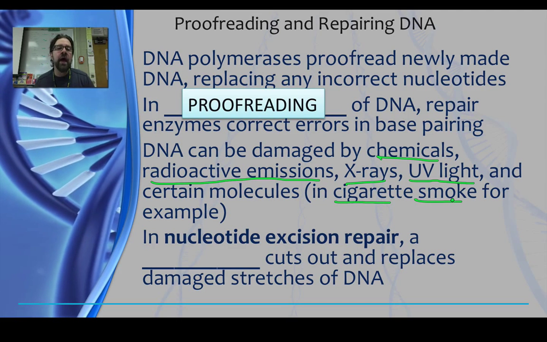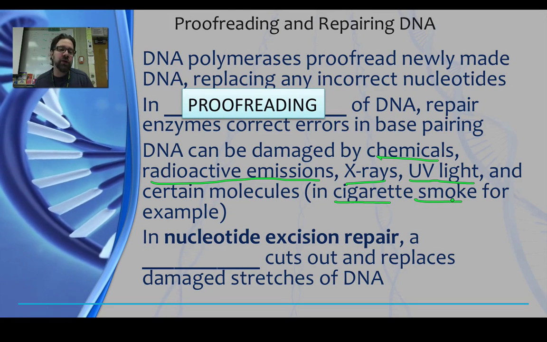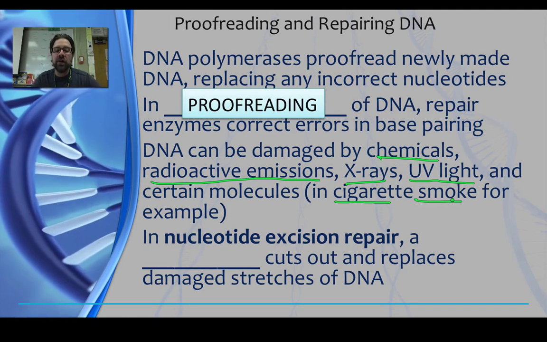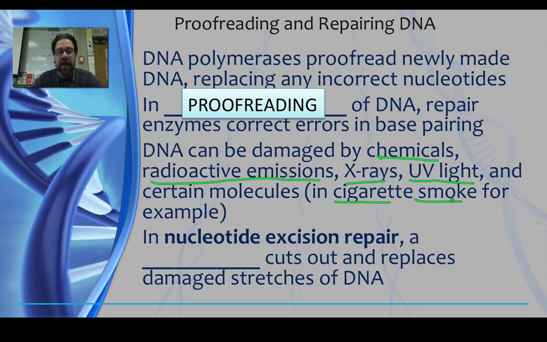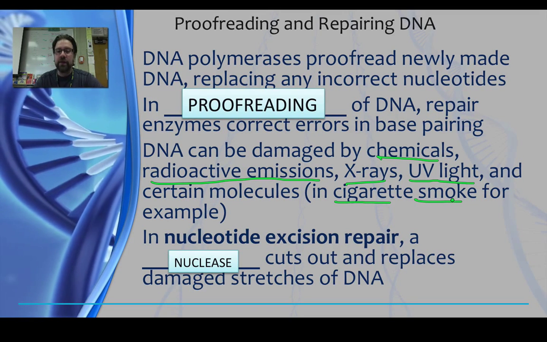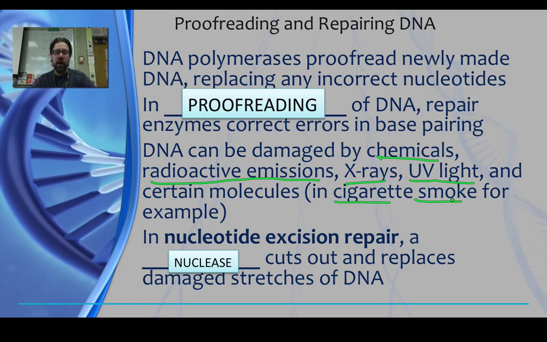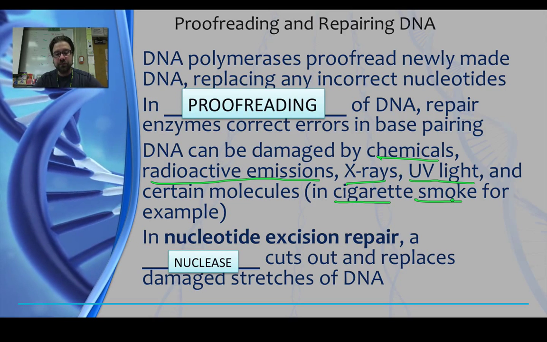So when a wrong letter is laid down, when a wrong nucleotide is put in place, we need nucleotide excision repair to happen. It needs to be excised or cut out. And that happens through a nuclease, another enzyme that's going to help out the DNA to be just right.